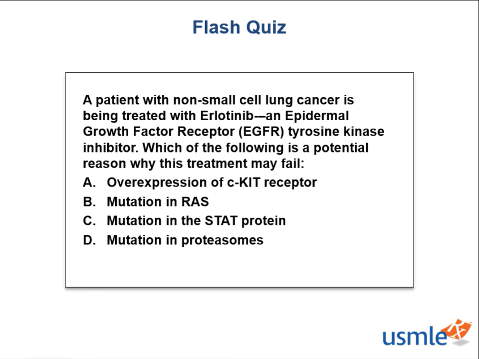The question reads that a patient with non-small cell lung cancer is being treated with Erlotinib, an epidermal growth factor receptor (EGFR) tyrosine kinase inhibitor. Which of the following is a potential reason why this treatment may fail? A. Overexpression of the c-KIT receptor. B. Mutation in RAS. C. Mutation in the STAT protein. Or D. Mutation in proteasomes.